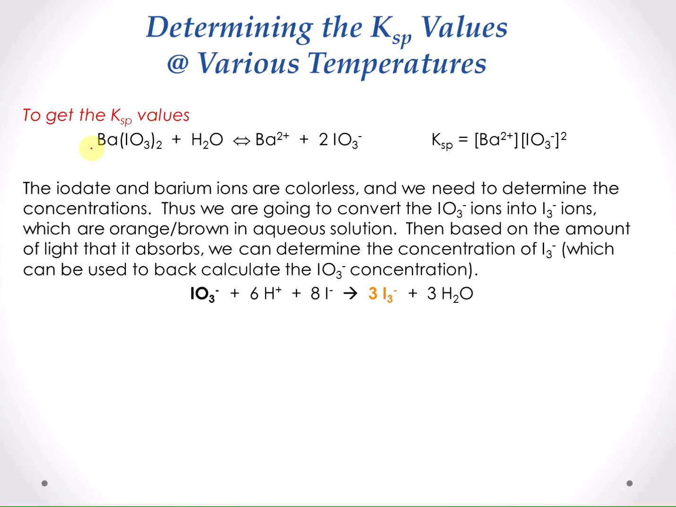So just to re-summarize, our first reaction is where we're dissolving the barium iodate, but the iodate that's produced is colorless. So we're going to take that iodate that's colorless and convert it into the triiodide form. We're going to determine the triiodide concentration using colorimetric analysis, and from the absorbance we will be able to back calculate the amount of the iodate ions. And when we determine the concentration of the iodate ions, we can use that to solve for the KSP at that particular temperature.